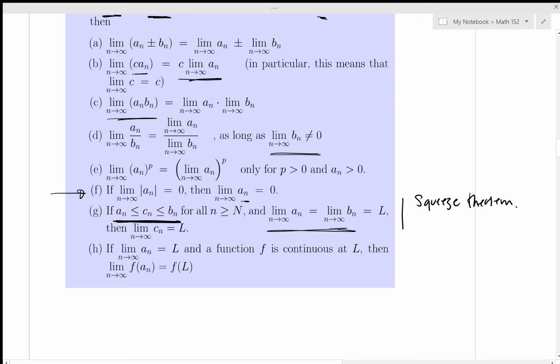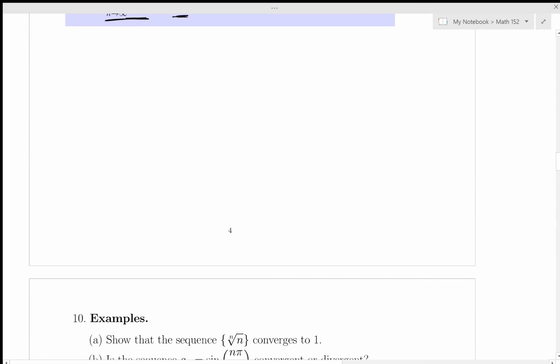And we will use this continuity condition sometimes here. If the limit of an goes to L, and we have a function f continuous at L, then the limit as n goes to infinity of f of an is f of L. Okay. These are some facts about sequences. Okay, let's take some examples. We're going to make use of a few of these facts as we're doing these examples.